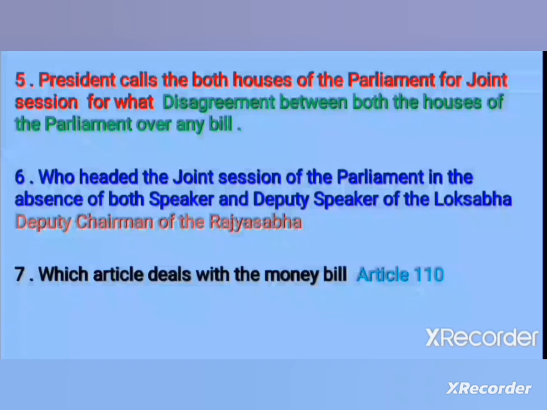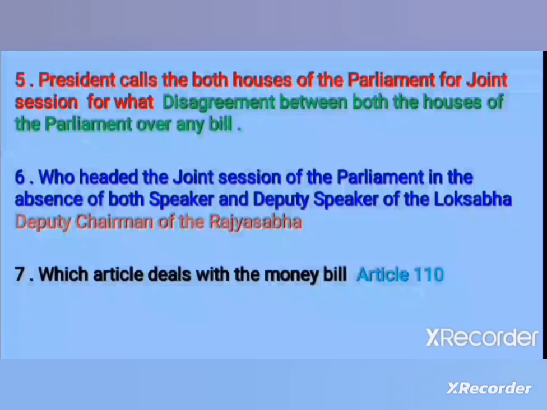President calls both houses of the Parliament for a joint session for what? Disagreement between both houses of the Parliament over any bill. Sixth one, who heads the joint session of the Parliament in the absence of both Speaker and Deputy Speaker of the Lok Sabha? Deputy Chairman of Rajya Sabha heads the joint session in the absence of both Speaker and Deputy Speaker of the Lok Sabha.